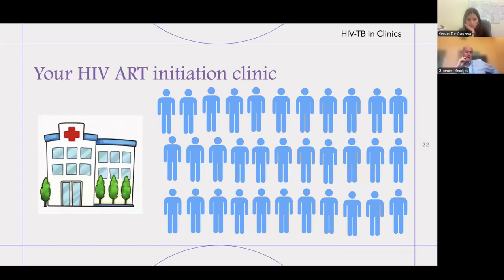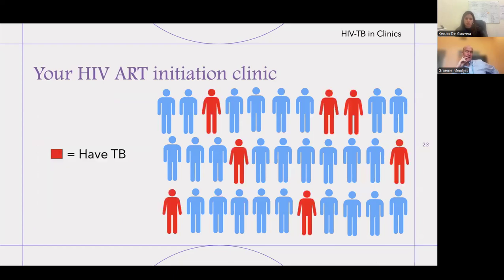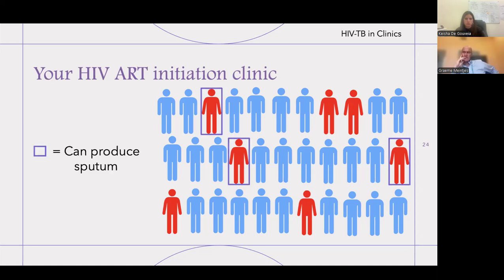So just to visually present some concepts before I get into some of the data, imagine the people on our slides are standing at our ART initiation clinic as outpatients. Of these patients, we know that some of them are going to have TB, and we want to know that before they leave the clinic today, but that's not always possible. If we imagine that a portion of our TB patients will be able to perform a sputum test, potentially some of the rest unfortunately can't.